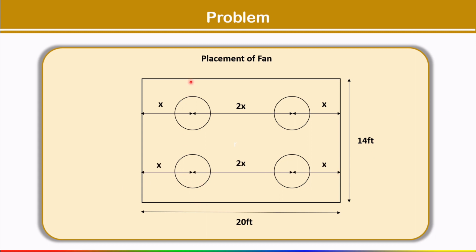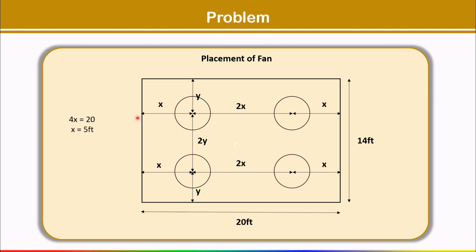Now from this vertical wall, I have taken y. From this wall to the center of the fan, y, from fan to fan 2y, then again from the center of the fan to the wall, y. Now I want to calculate the x and 2x values. So x plus 2x plus x, 4x. 4x is equal to the total distance given, 20. So you write down here 4x is equal to 20. Now from here you calculate the x value. So x is equal to 20 by 4, 5 feet.